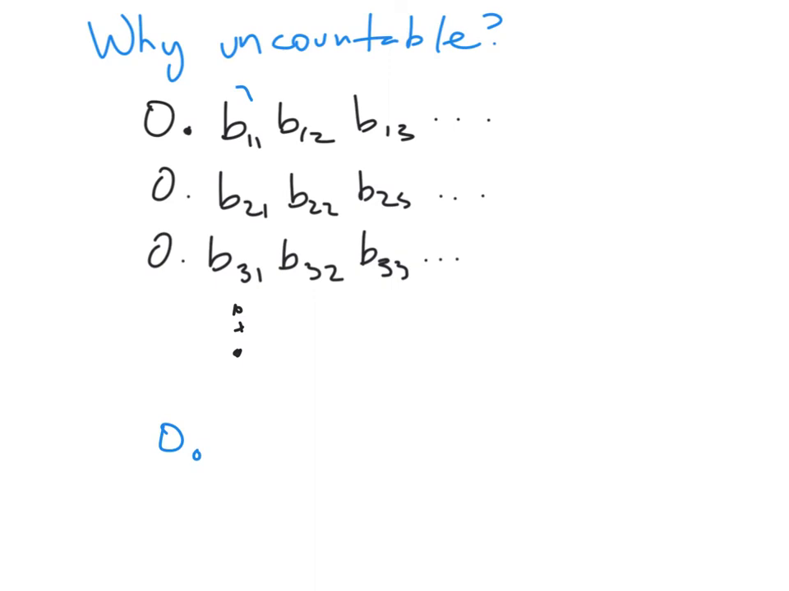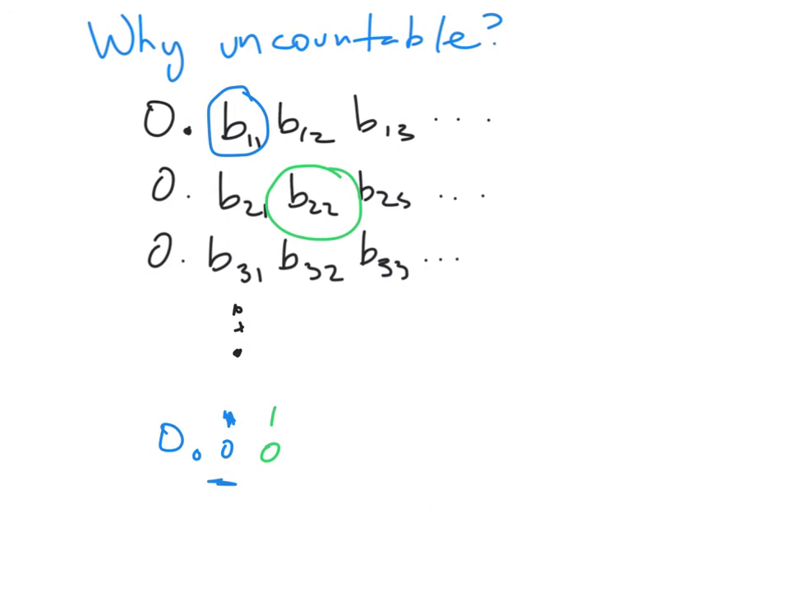So let's see. B11 is either a 0 or a 1. And if it's a 0, I'm going to write a 1. And if it's a 1, I'm going to write a 0. And so I've just made sure that as I construct a new number, it differs from B11 in that first digit. And then for the second number, I'm going to make sure that my number differs from the second number by giving it a different B22. So if there was a 0 in B22, I'm getting a 1. And if there was a 1 in B22, I'm getting a 0.